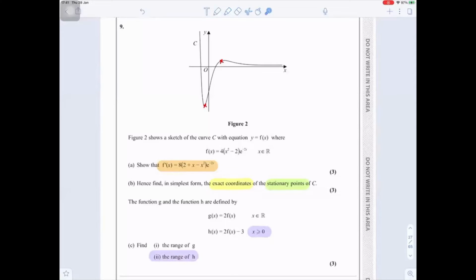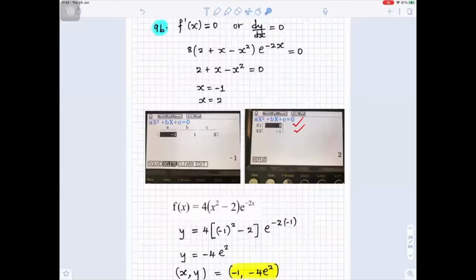Question 9b says, hence, find in simplest form the exact coordinates of the stationary points of C. So we have f dash of x is equal to 0, or dy over dx is equal to 0. So we put 8(2 plus x minus x squared) times e to the minus 2x equals 0. Now, either the 8 is equal to 0, e to the minus 2x is equal to 0, or 2 plus x minus x squared equals 0.